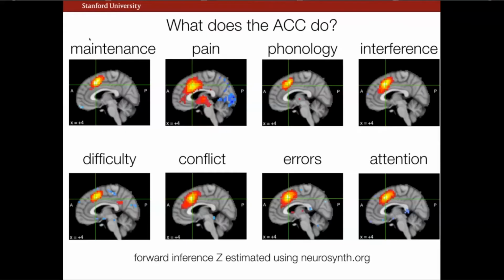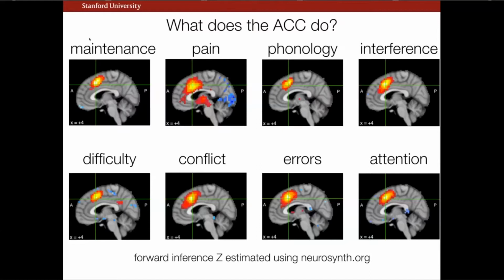If you look across the list, this is meta-analyses from Neurosynth for a bunch of different terms, and you can see everything from maintenance to pain to interference to attention to conflict. Lots of different things cause maybe different parts of the anterior cingulate, but certainly overlapping parts of the anterior cingulate, to be engaged.